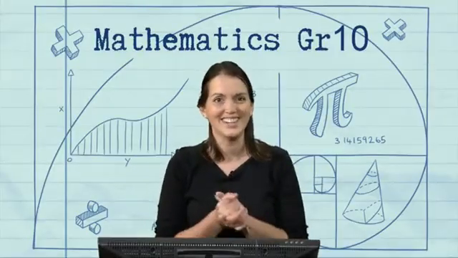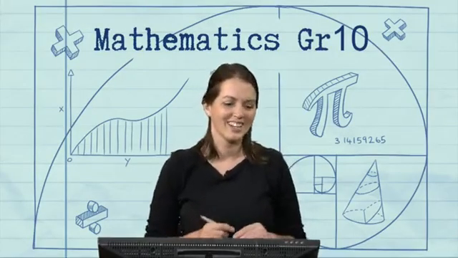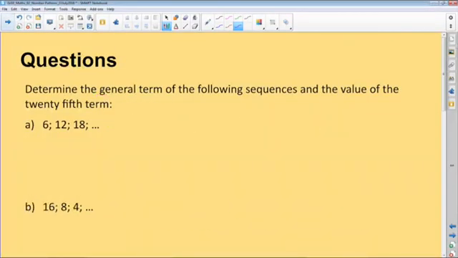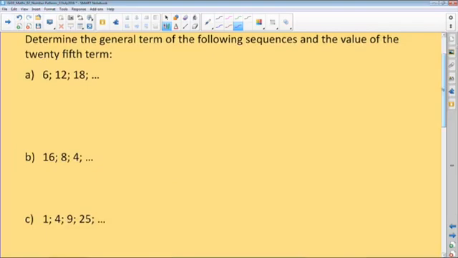So are you ready to see how you've done? Let's take a look. Now we're going to go through each question individually, and of course we've already done the first question where we found that Tn was equal to 6n.